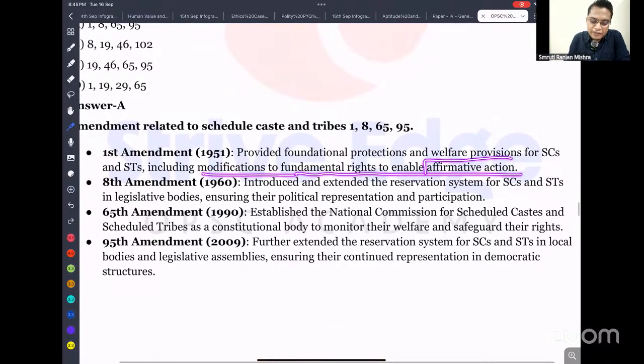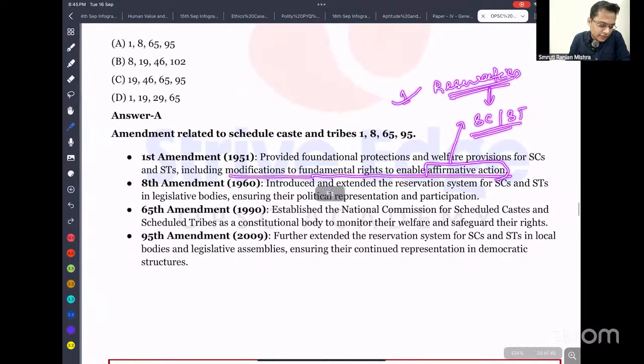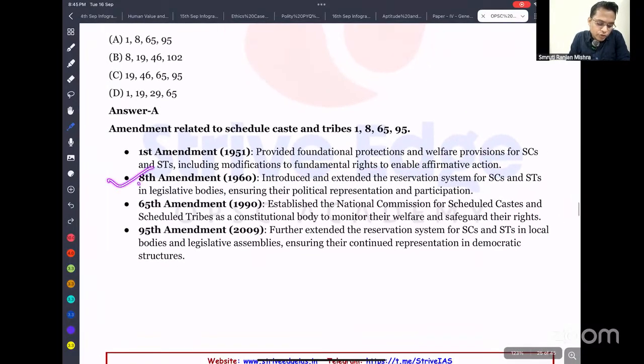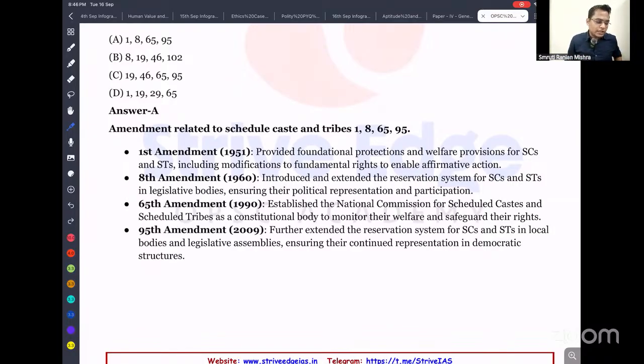So what is affirmative action? Affirmative action is nothing but reservation. We enacted this First Constitutional Amendment Act to provide reservations to the Scheduled Caste and Scheduled Tribe. So the first option is right. Next is the 8th Constitutional Amendment Act. It extended the reservation system for Scheduled Caste and Scheduled Tribe in legislative bodies, ensuring their political representation.